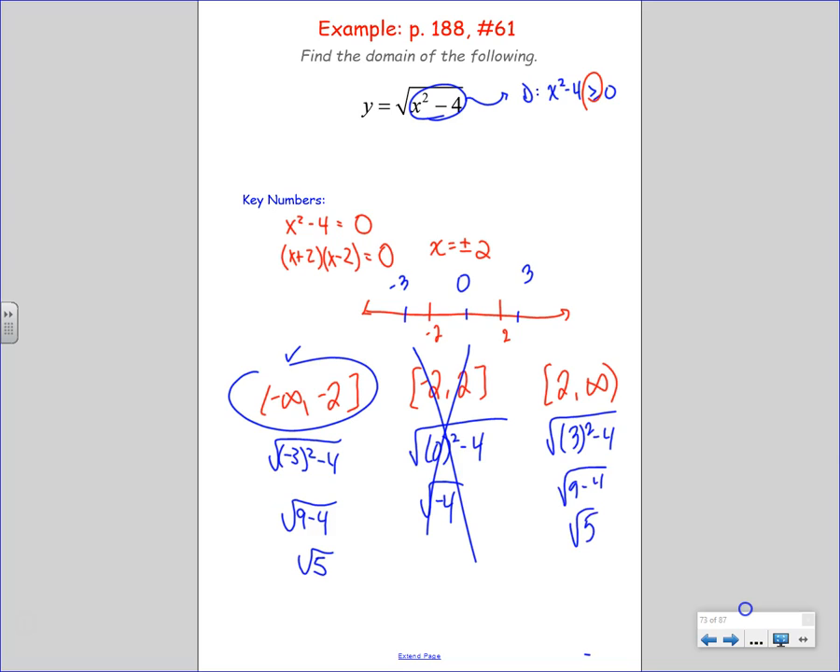Real or imaginary? Got it. So therefore our final answer is going to be: domain. X is going to be within parentheses for infinities, right? Negative infinity to -2, 2 to infinity. Dun, dun, dun.